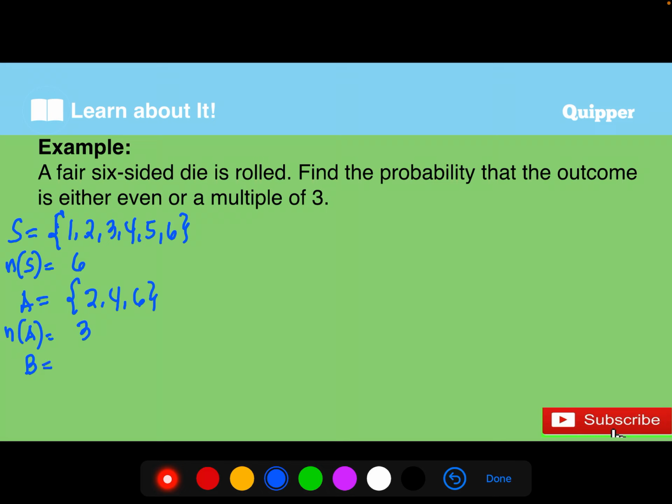And for set B, multiples of 3, we have 3 and 6 only. N of B is equal to 2. Then for A intersection B, the common element for sets A and B is only 6. Our N of A intersection B is equal to 1 only.